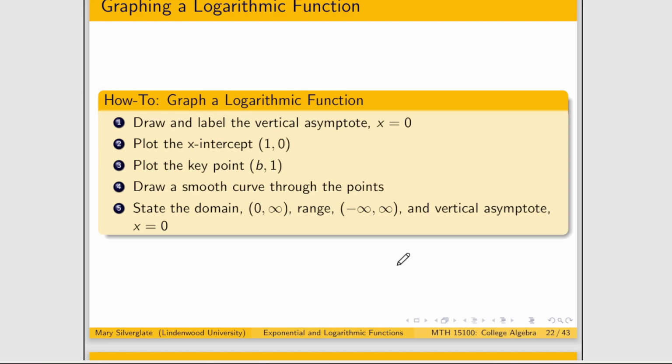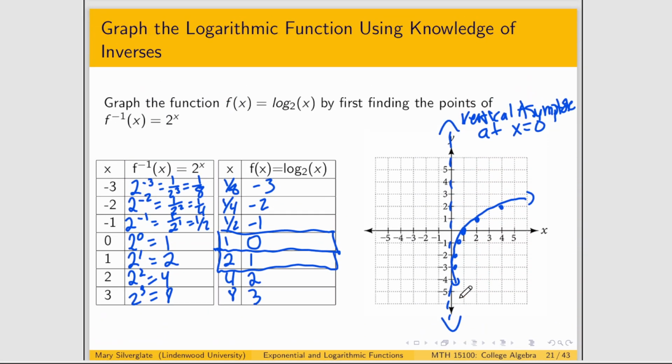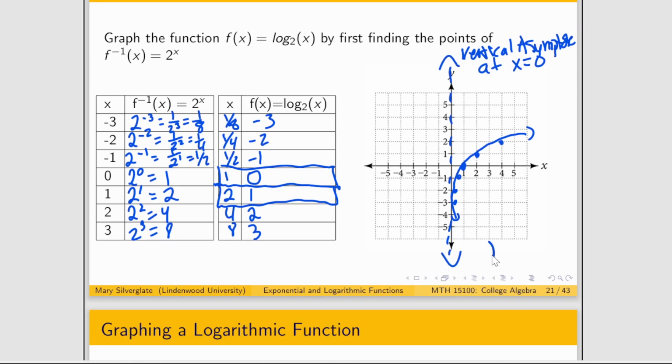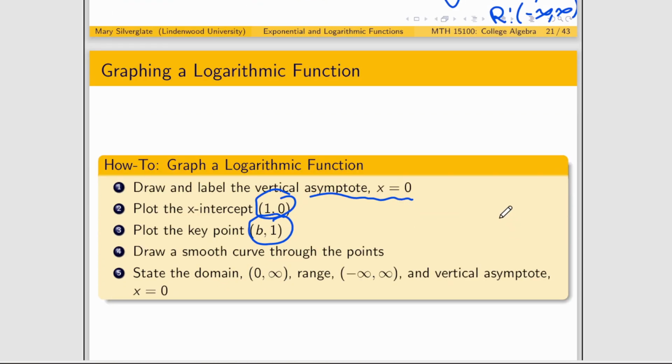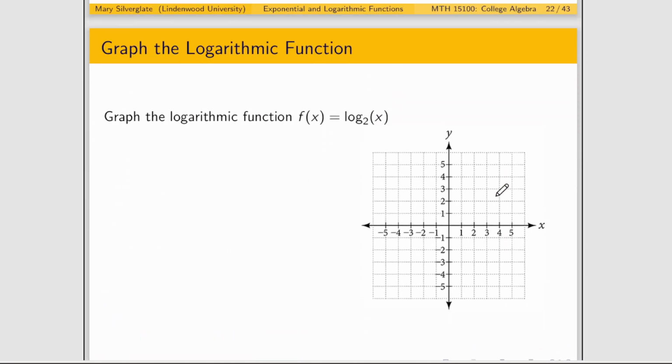Another way, if you don't want to formally make the table, is if you know the point (1, 0) and the point (base, 1), and think about any transformations that might have happened to them, and you know the vertical asymptote x equals 0, great, you can go ahead and graph that. I probably should have also explicitly noted the domain and range here. My bad. So the domain you can see visually is from 0 to infinity, and the range is from negative infinity to infinity. You also could have formally solved that x has to be bigger than 0, whatever you plugged into the log, to get that domain.